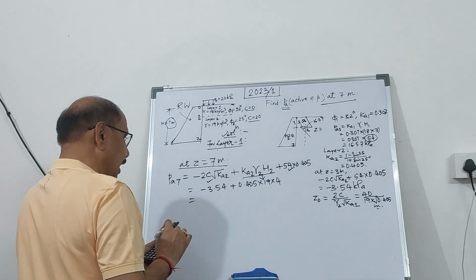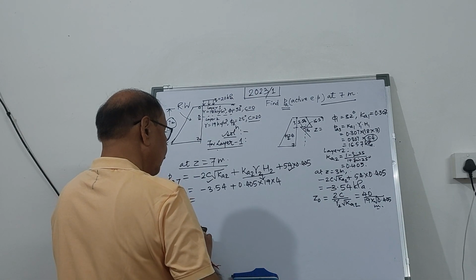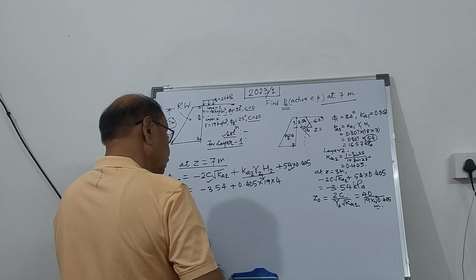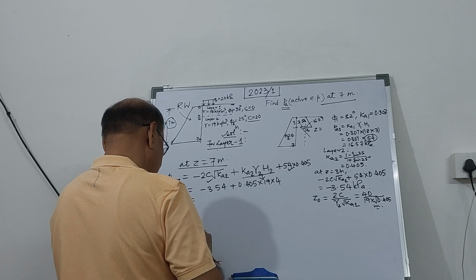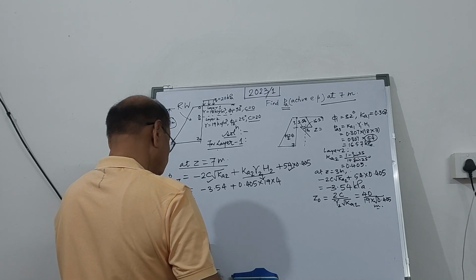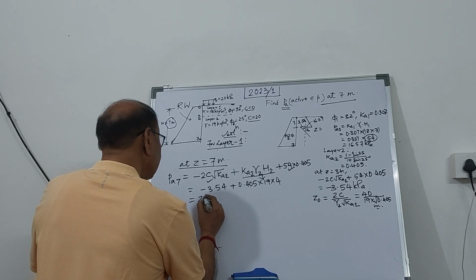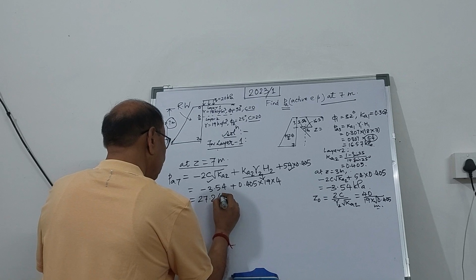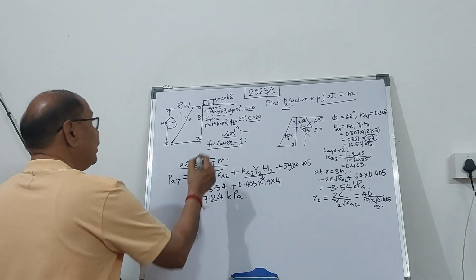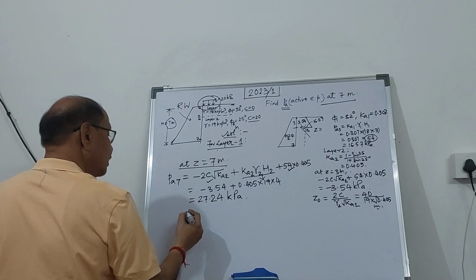So finally, if you calculate it, this becomes 0.405 multiplied by 27.24 kilopascal. So we have not taken into consideration this effect of this surcharge Q.